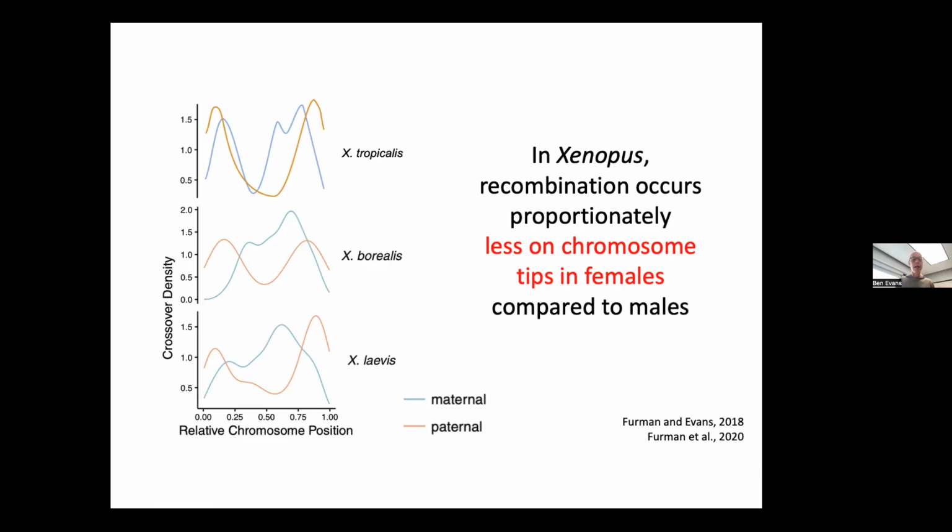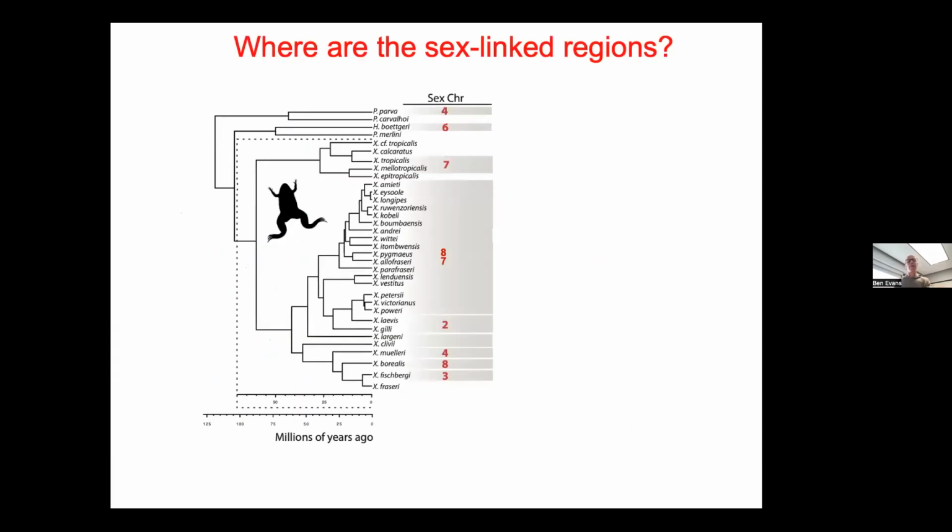And so we can actually map where these triggers for sex determination are and test that hypothesis with the genomic data we have. This is the chart I showed you earlier that shows the phylogeny of these different frogs and the locations of their chromosomes. And so let's look at where on each of these sex chromosomes the sex-linked region actually is. Is it in the center, or is it on the tips as we'd expect?